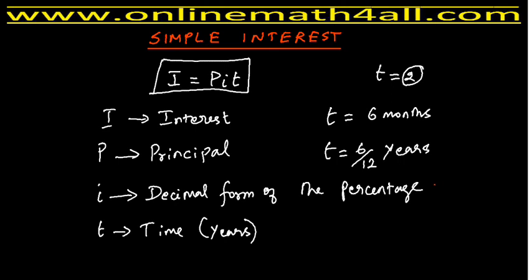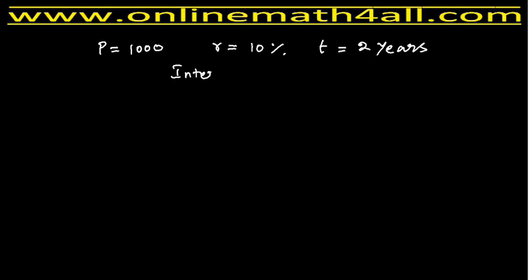Okay, let's move to the next page. Let us consider a problem. I'm going to deposit $1,000 in a bank. The bank gives me a rate of interest of 10%, and time is 2 years. So now I just have to calculate interest. That is, how much interest will I get after 2 years for my deposit of $1,000 at the rate of interest 10%. So this is our target.